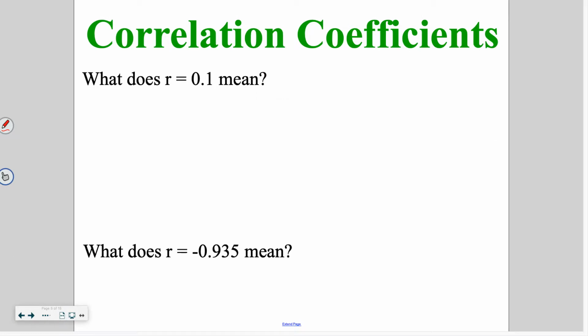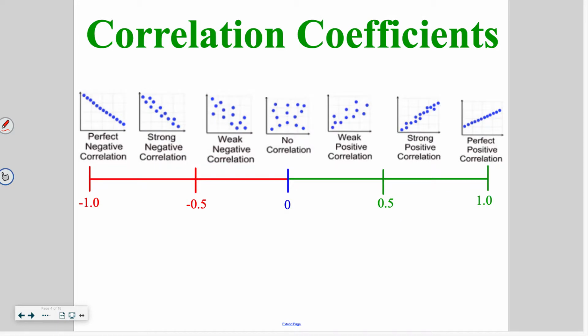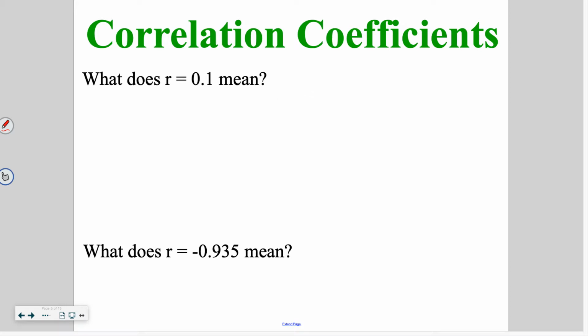So using these values, this first one, what does r equals 0.1 mean? R is the letter that we use for correlation coefficient. So if we go back, 0.1 is going to fall pretty close to 0, but it is a positive value. So we are going to say a weak positive correlation.